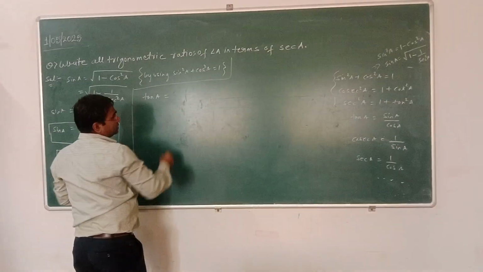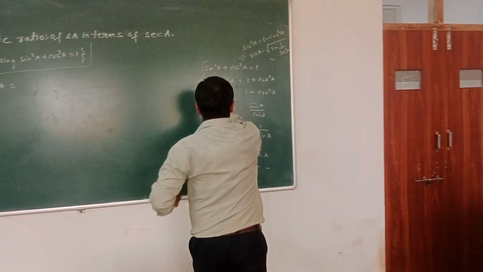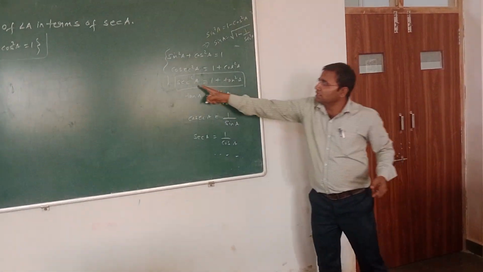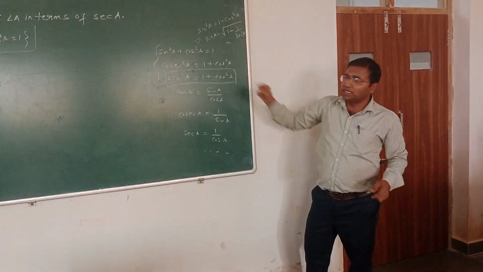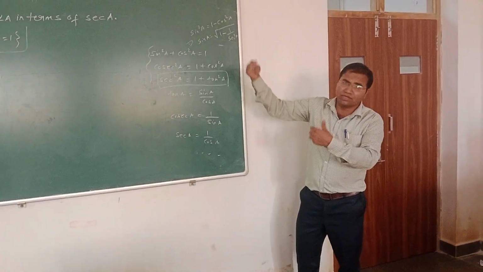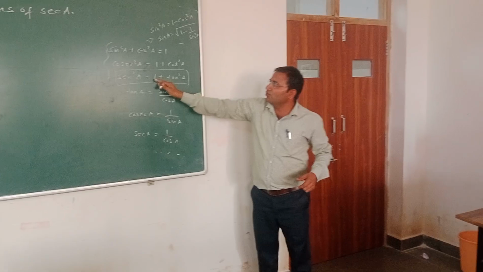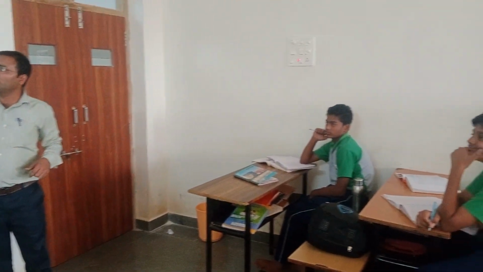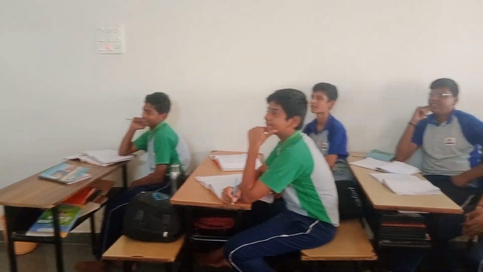So tan A, see here in this identity. What is it? Sec square is equal to 1 plus tan square. So we have to write tan in terms of sec. So take 1 to that side, and remove the square by taking the square root. So see here.